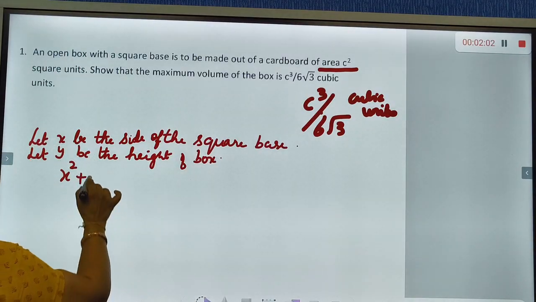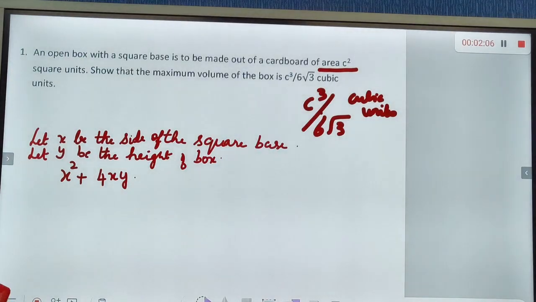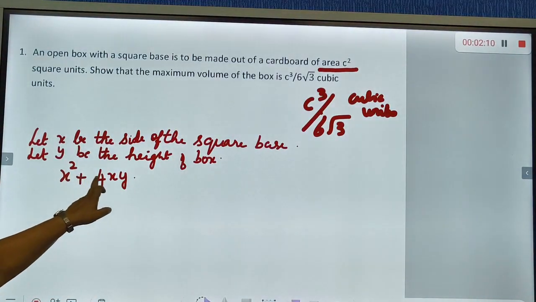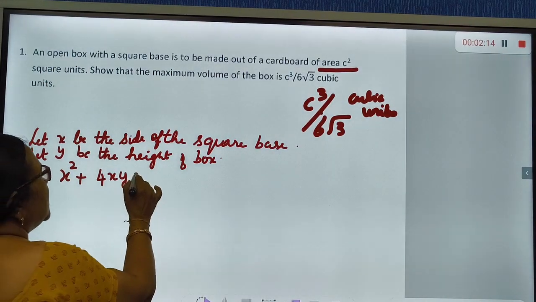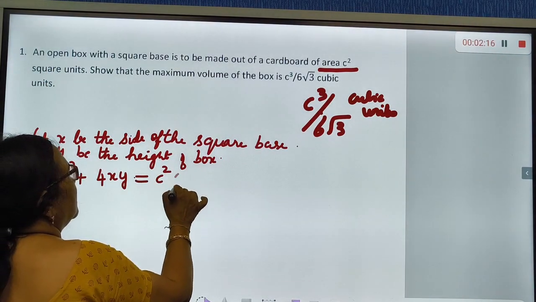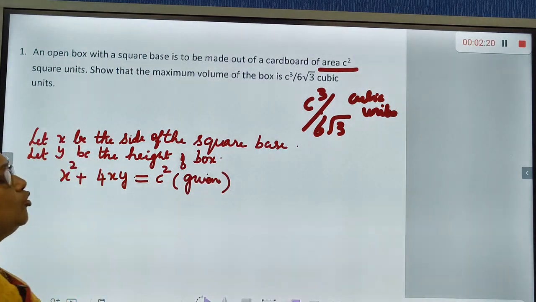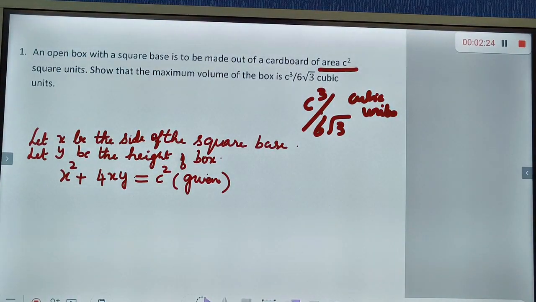It has got 4 sides, so it will be 4xy. Each side will be a rectangle whose area is xy. There are 4 sides, so x square plus 4xy. Open box, so there is no top. This is equal to c square, which is given, because this box is made out of a cardboard whose area is c square units.